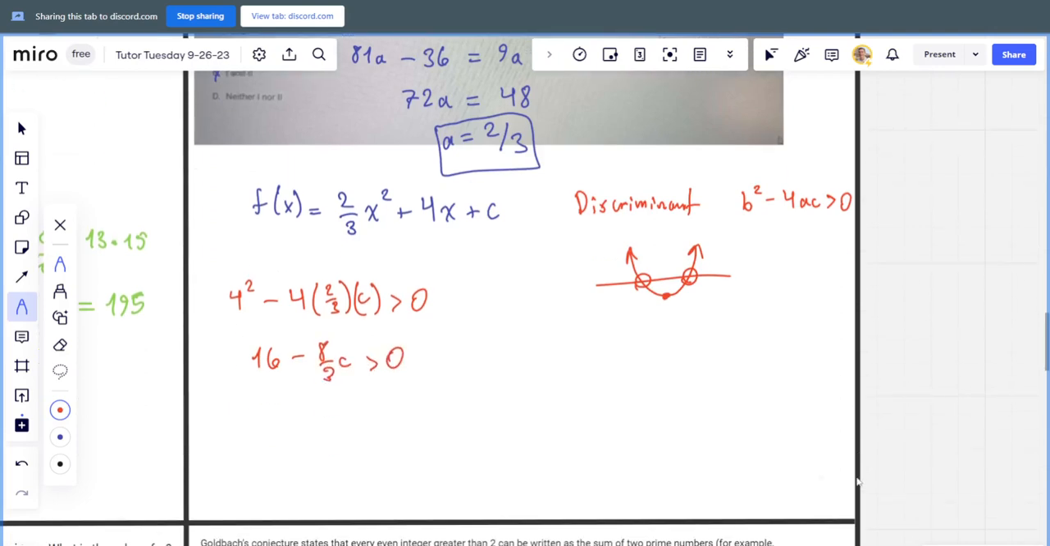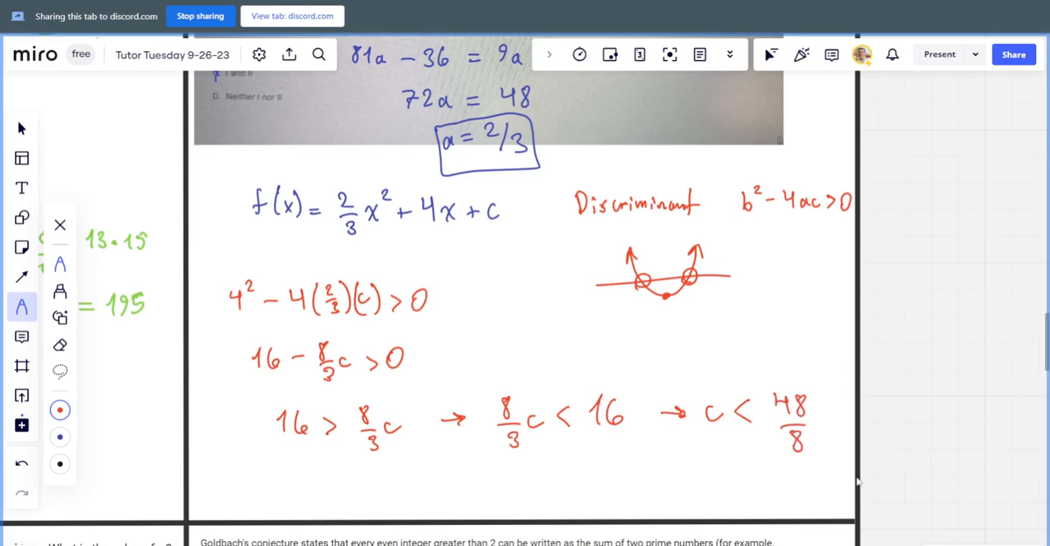Move that all onto one side. 16 has to be greater than 8/3 c. Or I want to flip this around to get 8/3 c has to be less than 16. It's a little bit easier for us to read. And then multiply by 3/8 to get c is less than 48/8.